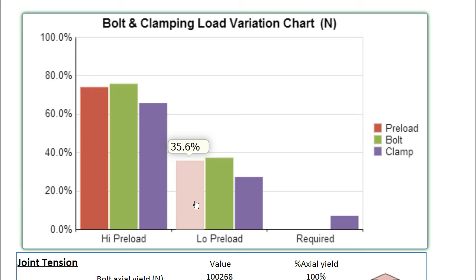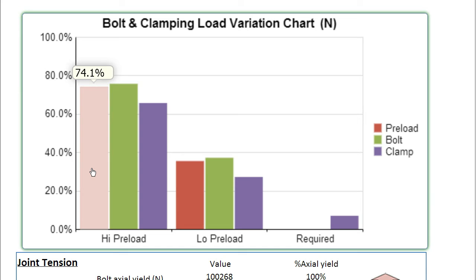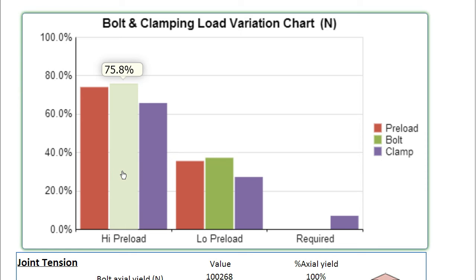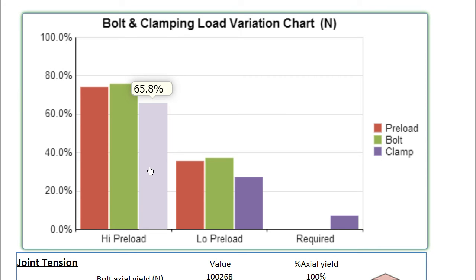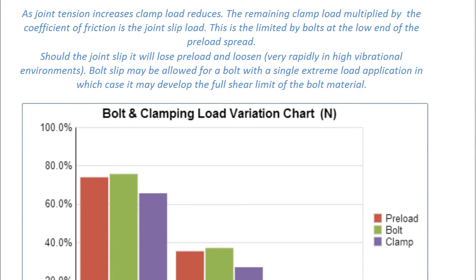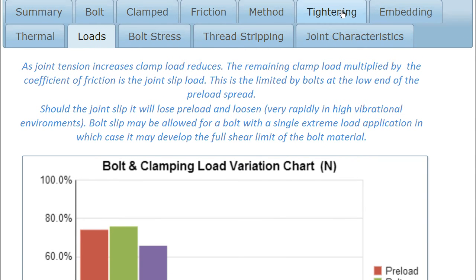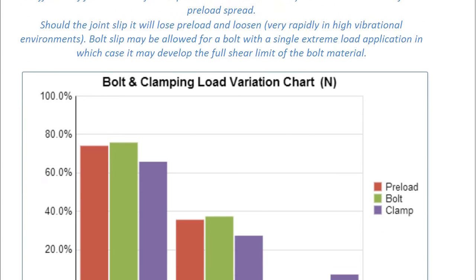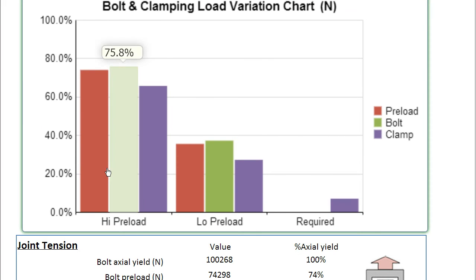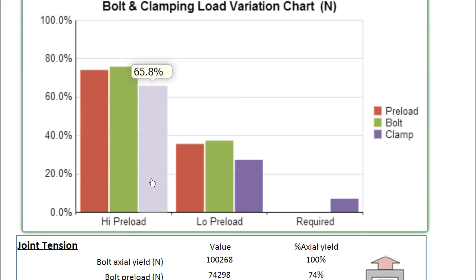We can see that this is less because this is the lowest in the batch, and that's the highest in the batch. Now as soon as we apply a tension, some of the tension increases the bolt load, but more of it goes into decreasing the clamping force. And I think we've seen this already by reference to the chart on the tightening tab. So what we have for the highest preloaded bolt is the initial preload, the final tension once the tension load to the joint is applied, and the remaining clamp force.